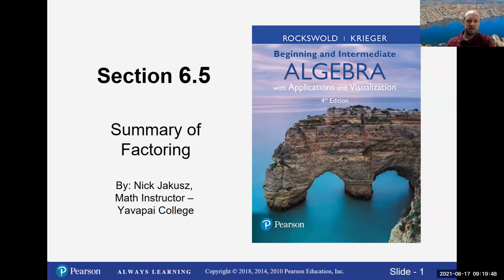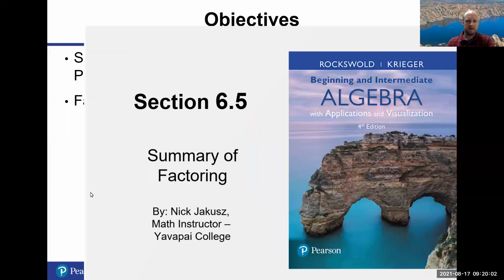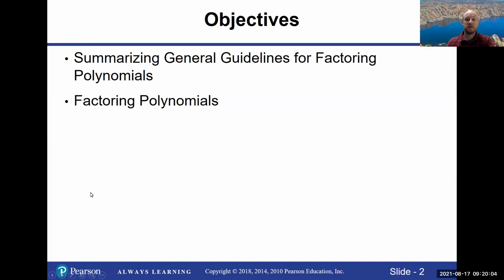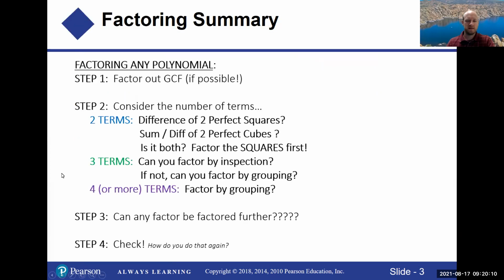This is section 6.5. I'm going to go through a summary of factoring. So pretty much everything that we've done so far, I'm going to do some random examples and just talk about what to look for when we are trying to factor. So let's go ahead. Again, just giving you some guidelines for factoring different polynomials is the objective for this section. I kind of gave two factoring summaries here.